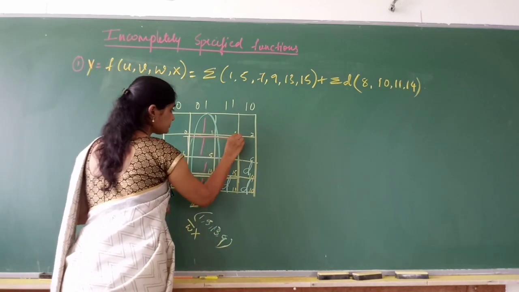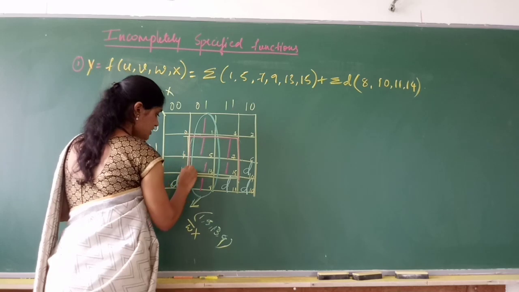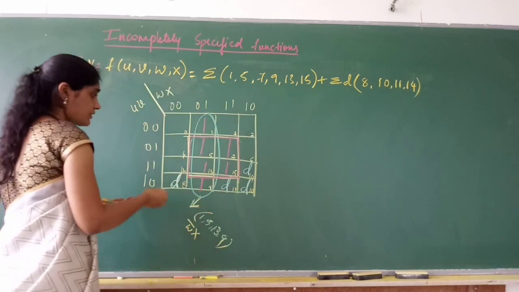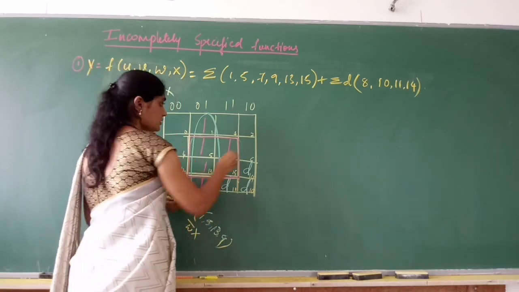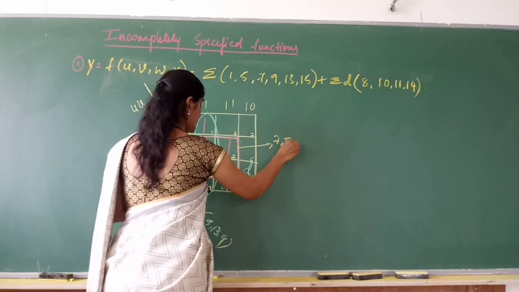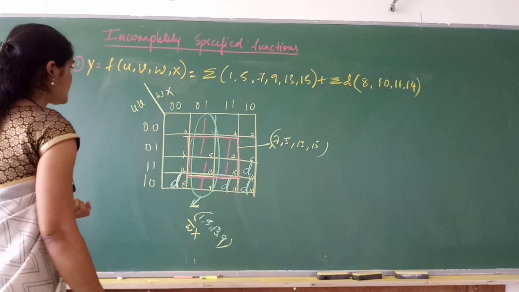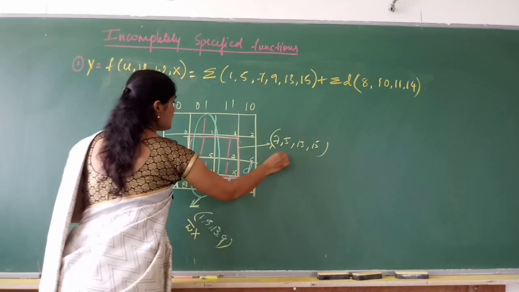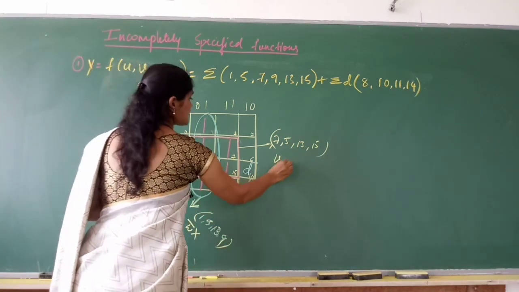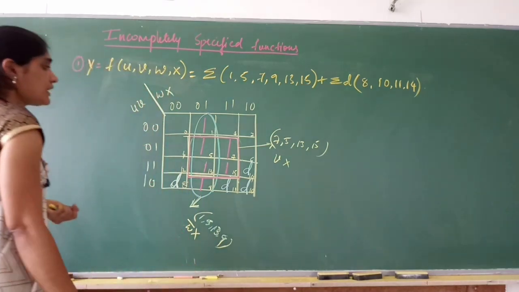7, 5, 13, 15. So if I group 7, 5, 13, 15, what is the answer I get? V, then x. Vx, right?